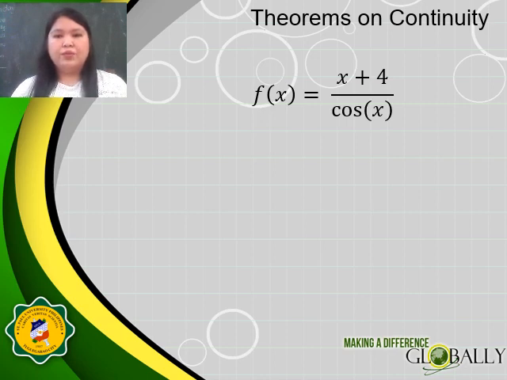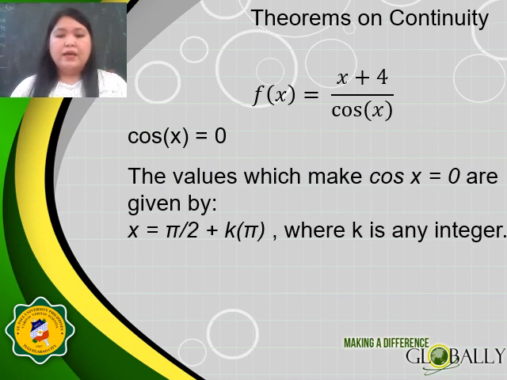So to find where this function is discontinuous, we have to determine the values of x that make the denominator equal to 0. So to do that, we have to equate the denominator to 0 and solve for the values of x that make it 0. So that is cosine x is equal to 0. Okay, the values of x that make cosine x equal to 0 is given by x is equal to pi over 2 plus k times pi, where k is any integer.